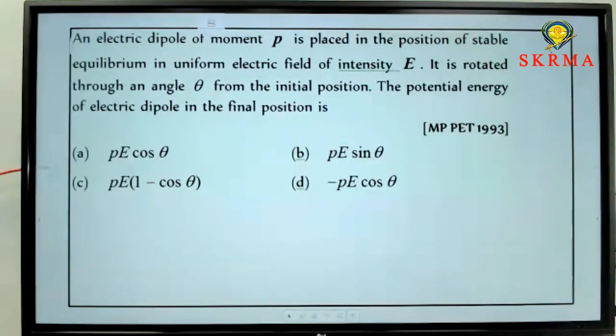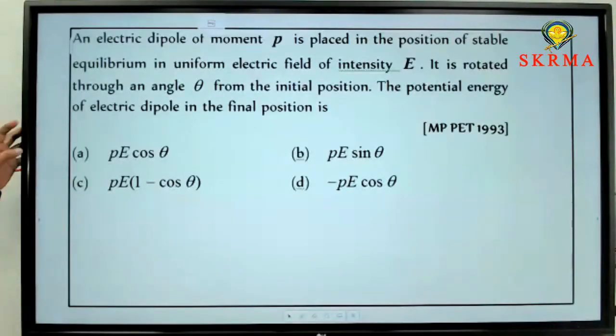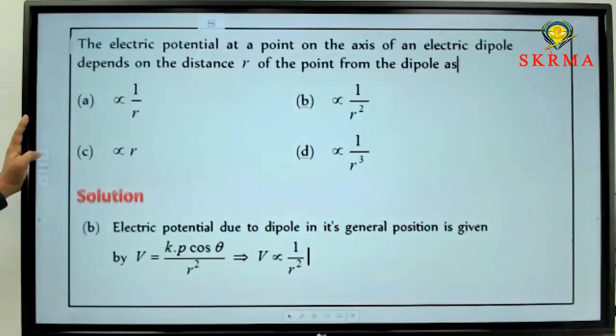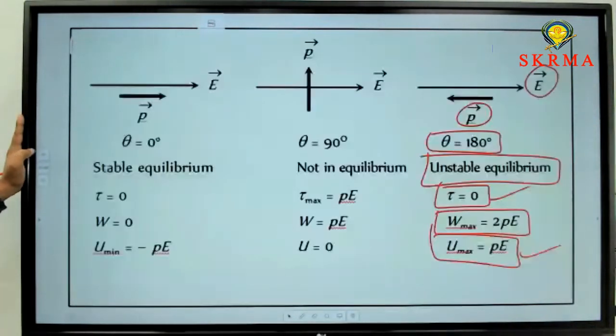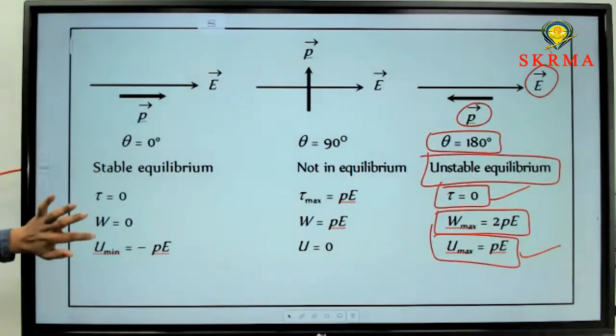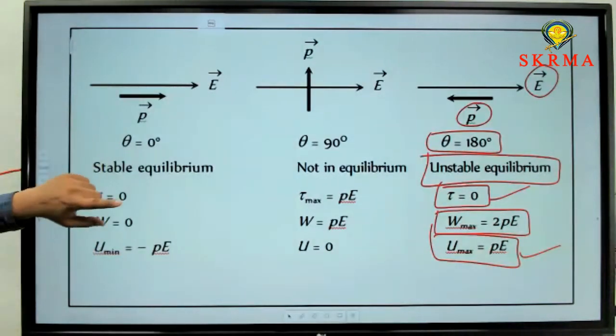Question: an electric dipole of moment p is placed in the position of stable equilibrium. What is meant by stable equilibrium? What is the angle? 0 degrees. What is the value of theta in stable equilibrium position? Stable equilibrium means theta is 0. Unstable means theta is 180.